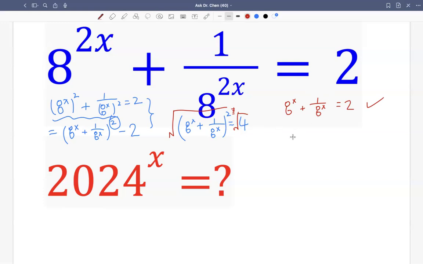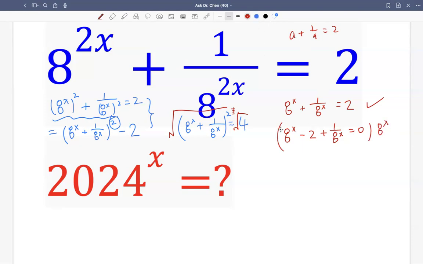Now, if we move 2 to the other side, we have a raised by x minus 2 plus 1 over a raised by x equals 0. Now let's multiply everything by a raised by x. Like in the very beginning, I used a to represent the letter a, and you have a plus 1 over a equals 2 in that situation. If a raised by x is troublesome, you can always use another variable to substitute. So we multiply every term by a raised by x.